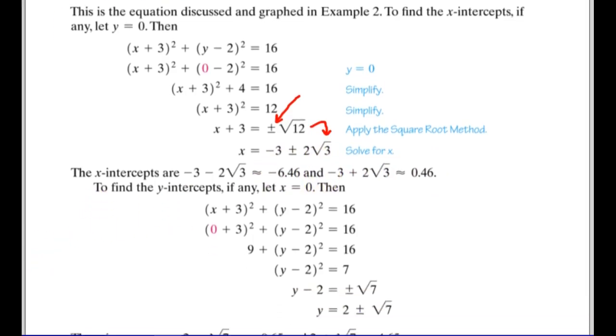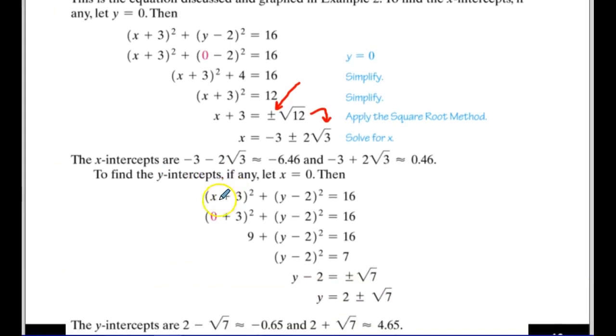Now to find the y-intercepts, if I have any, I turn x into 0. Once my x becomes 0, I can solve it the exact same way I just did. So I end up with 3 squared, and (y minus 2) squared stays the same. I'll subtract my 9 from both sides and end up with (y minus 2) squared equals 7.